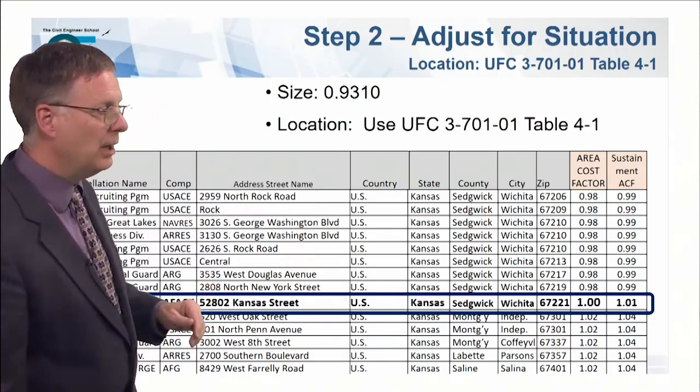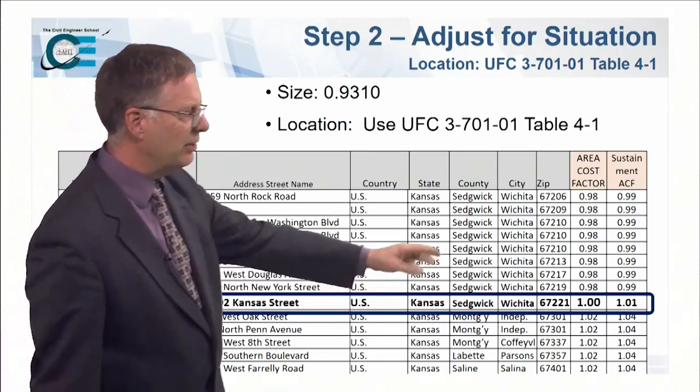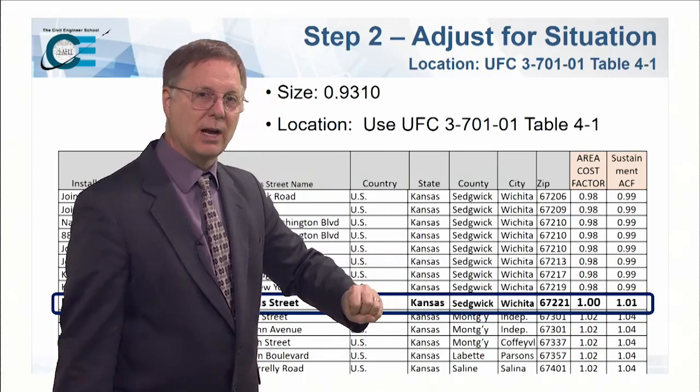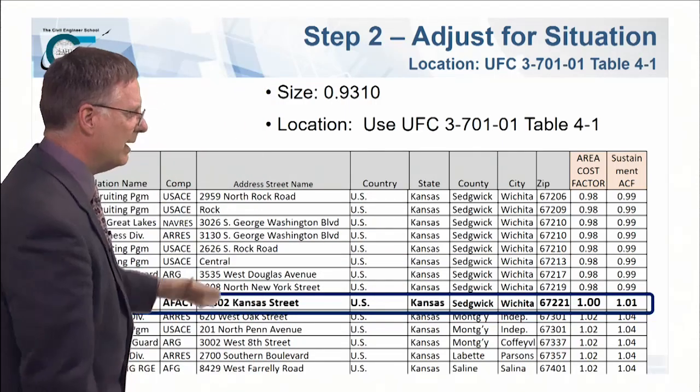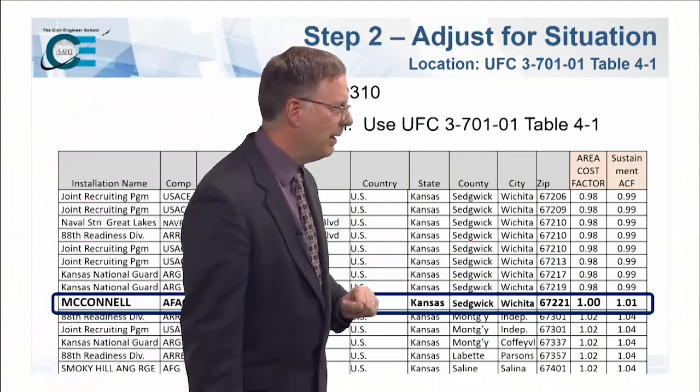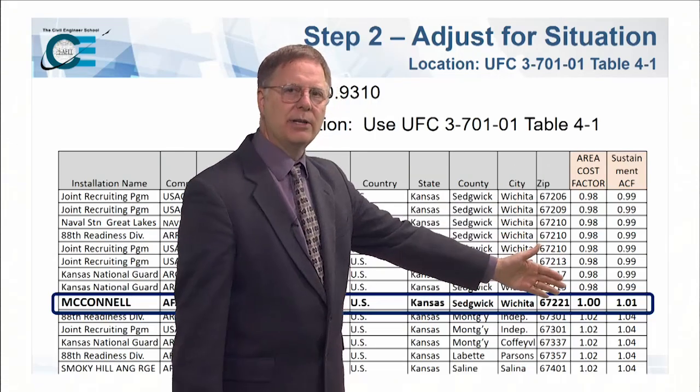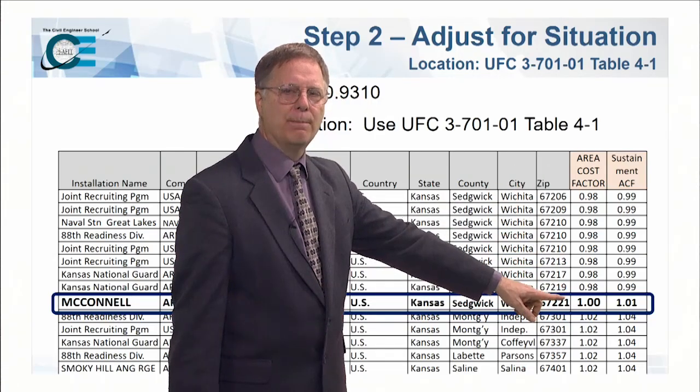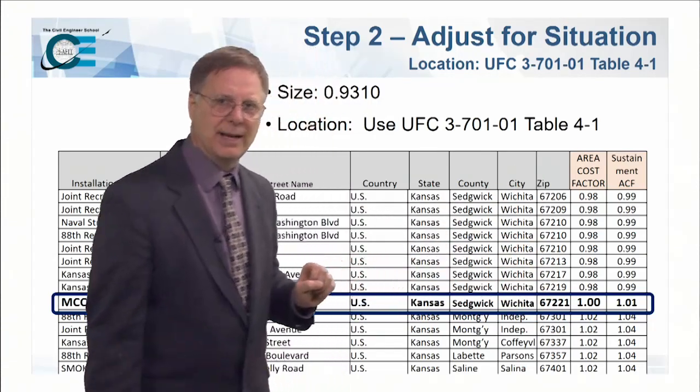So we're going to use the zip code 67221, which is the zip code for McConnell. I used to live there. And you go right down through the table, you come up with Wichita, Kansas, and we find the area cost factor is 1.0.